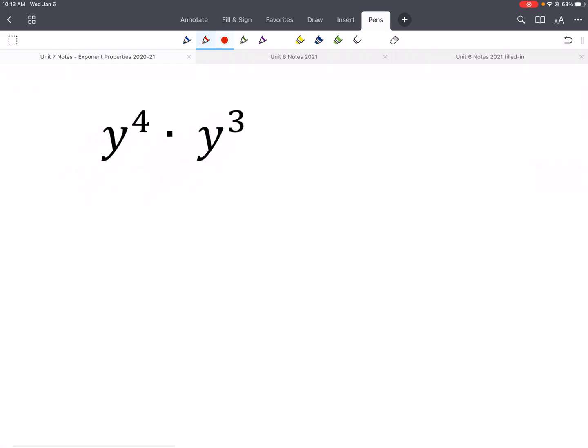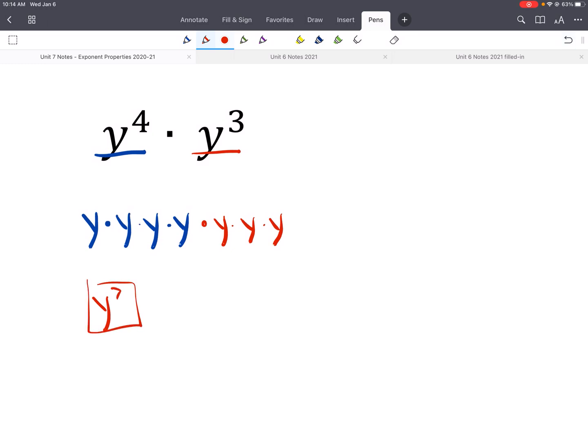Okay, so here if we want to expand this, I'm going to use two different colors for the two expressions. So for this blue one, we're going to expand that. Again, y to the fourth is just y being multiplied by itself 4 times. Okay, and then we're multiplying it by y to the third, so that's 3 more y's. So how many y's do we have in total? We have 7. So that would be y to the 7th. So y to the fourth times y to the third is the same as y to the 7th.